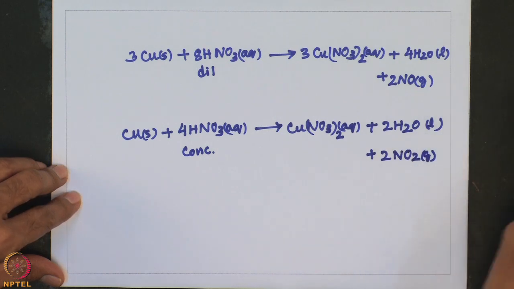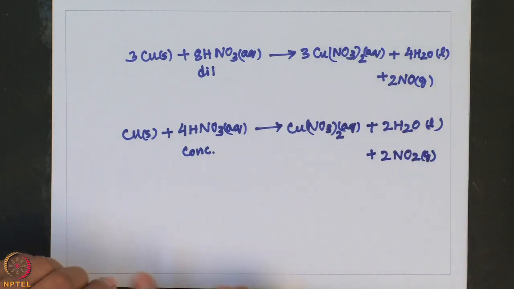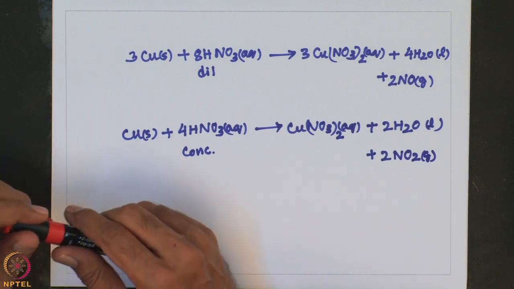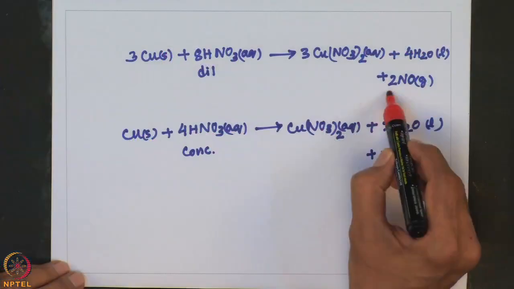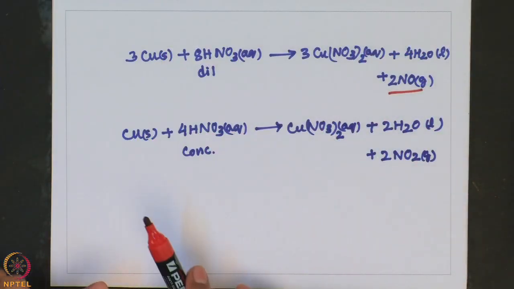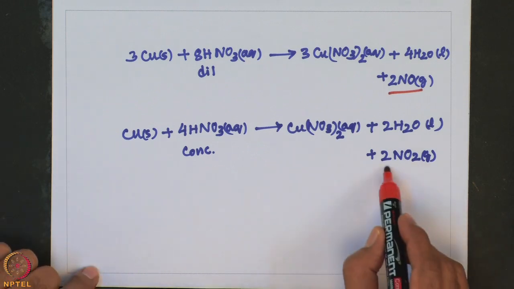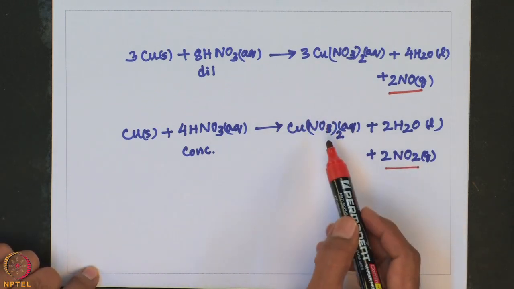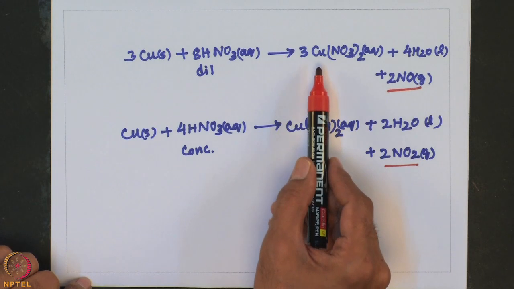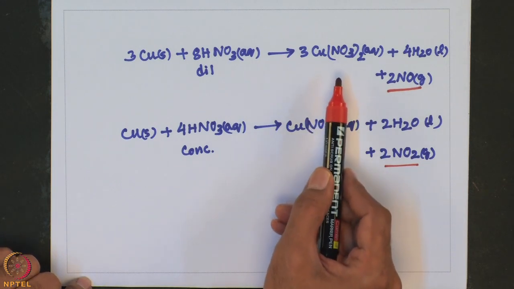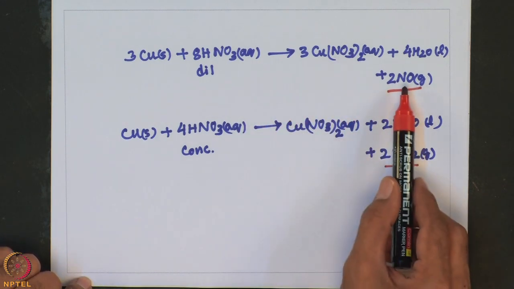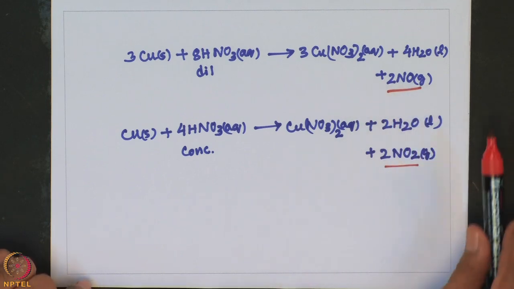Okay, so you should remember here, copper on treatment with dilute nitric acid gives NO, whereas copper when it is treated with concentrated nitric acid gives NO2. Of course, in both the cases formation of copper nitrate is observed, the only difference is between the formation of NO and NO2.